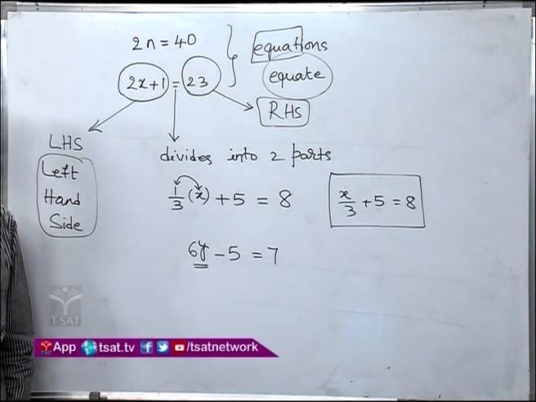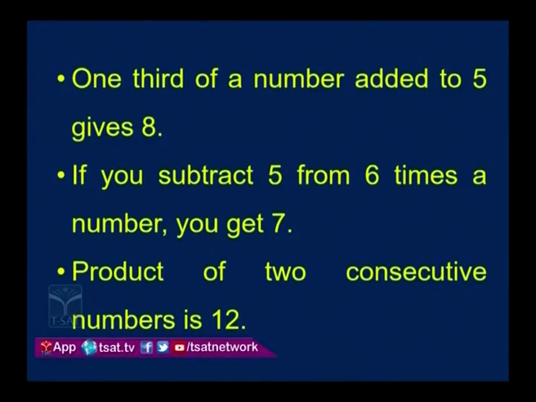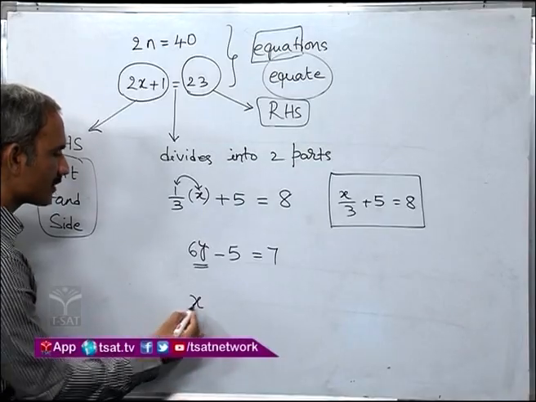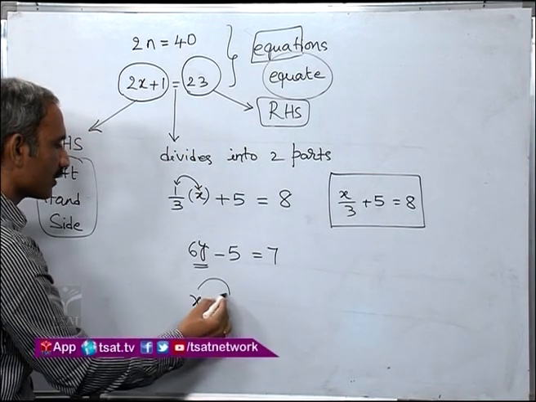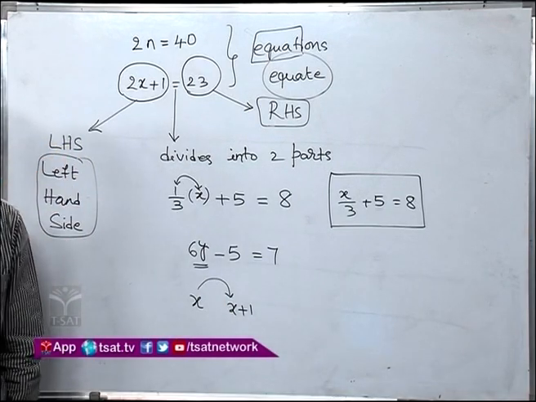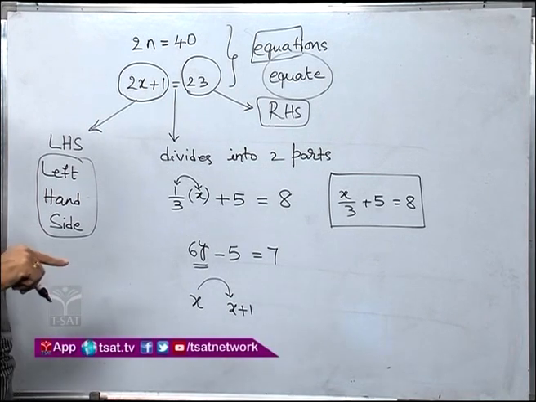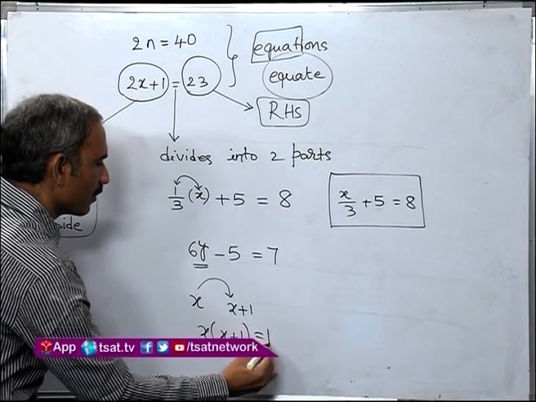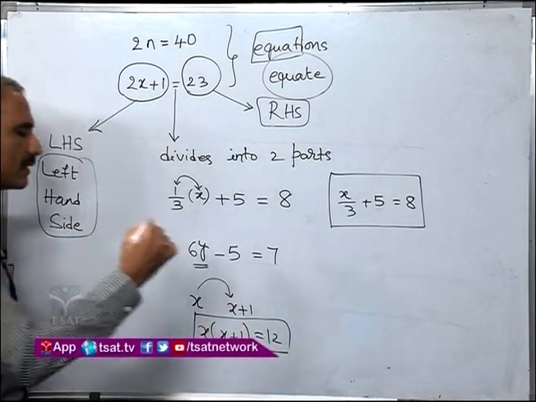Now, let us look at the third statement. Product of two consecutive numbers. What do you mean by consecutive numbers? The numbers with difference 1 are known as consecutive numbers. For example, 13, 14, 5, 6, like that. That means if you take a number as x, what will be its next number? It will be x plus 1. If you add 1 to it, you will get the next consecutive number. The product of these two numbers is 12. That is nothing but x into x plus 1 is equal to 12. This is also an example of an equation.